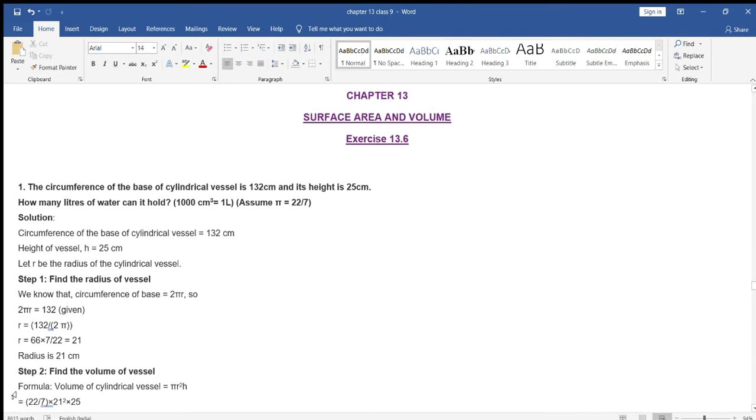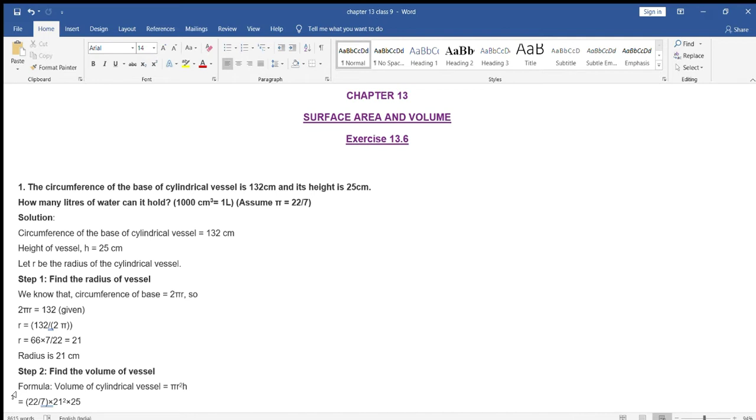All the formulas we have discussed in our introductory session. If you have not seen that video, please see the video so that all the formulas are known to you regarding this chapter, surface area and volume. When you know the formula, it is easier for you to solve the question. Just see what our first question is.